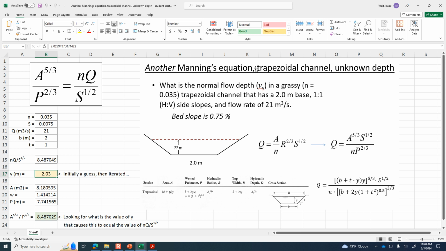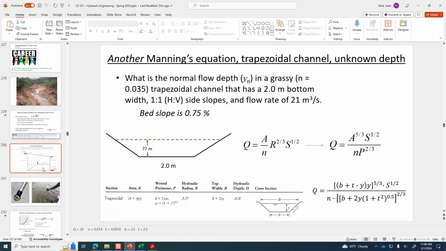So we're getting pretty good at solving Manning's equation with trapezoidal channels. You should be able to do it with your calculator or with the spreadsheet. You need to be able to do it both ways. That is all the time that we have.